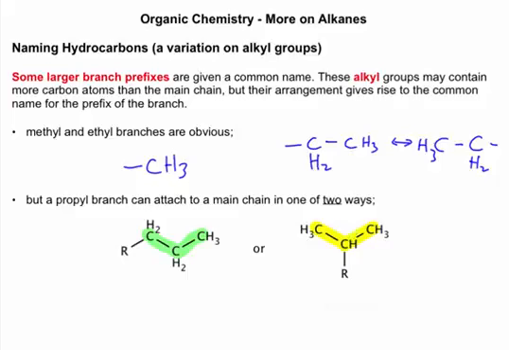And so the name has to be given a different name, but we can't call it a propyl branch because we already have a propyl branch. So this is where it has a common name. And the common name for that branch is an isopropyl branch. An isopropyl branch is a 3-carbon branch, but the alkyl group, the propyl group, attaches from carbon 2 of the propyl group, not carbon 1.